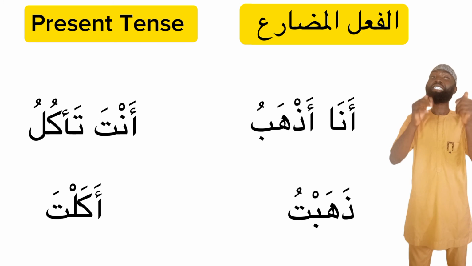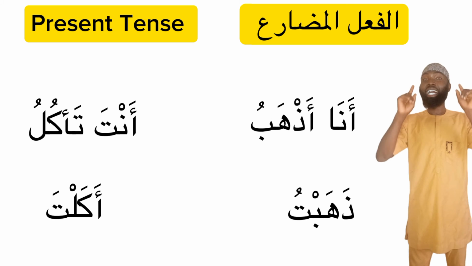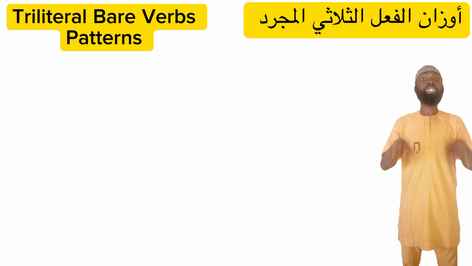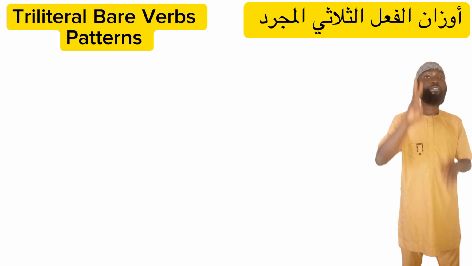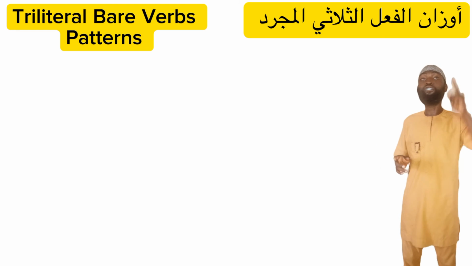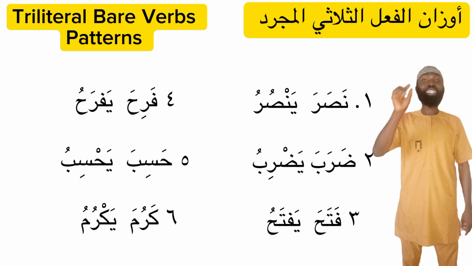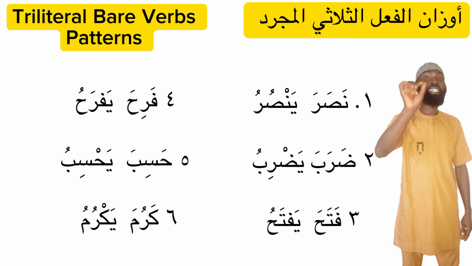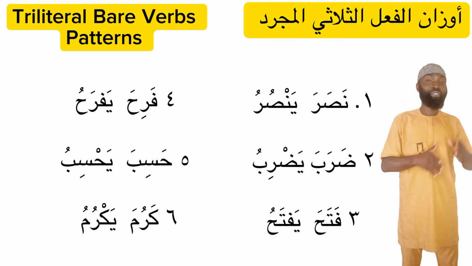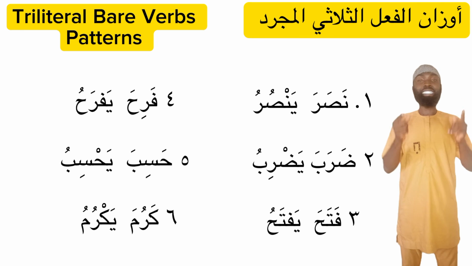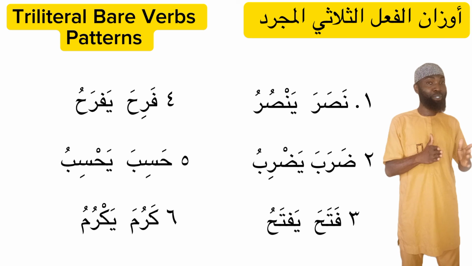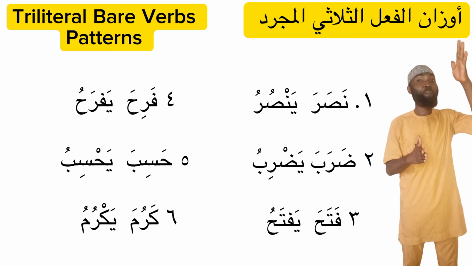Now to form this, let's look back to what we discussed at the beginning when we were discussing the patterns which the triliteral bare verbs form into. And we said there are 6 patterns for the 3-letter word verbs. The first pattern was nasara yansuru, and the second pattern is daraba yadribu, and the third pattern is fataha yaftahu, and the fourth is fariha yafrahu, fifth hasiba yahsibu, and the last karuma yakrumu. And in the last episode, we discussed the ones on this side, which are the past tense verbs.